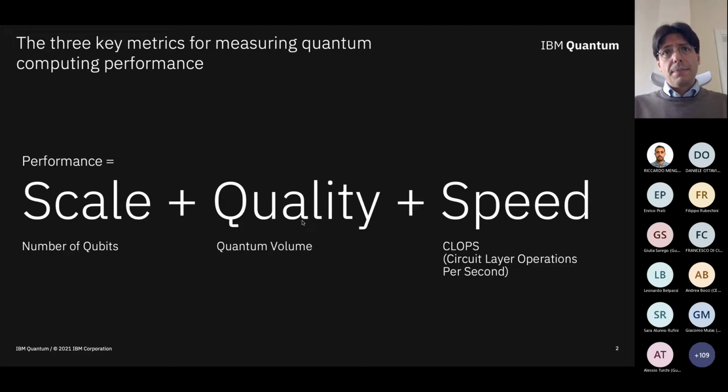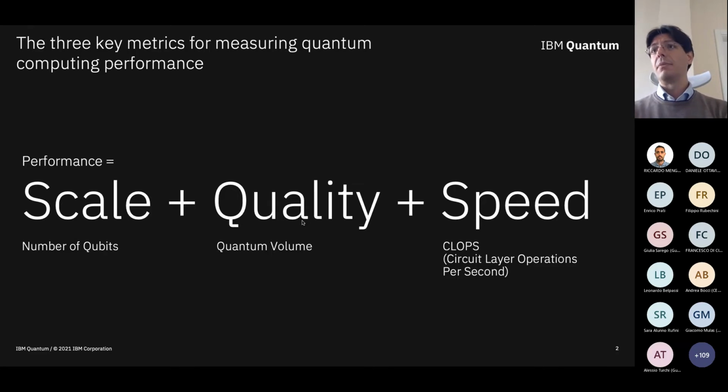Then we have quality. The quality of our systems are measured by quantum volume, and we will see which kind of quantities contribute to measure this quantum volume. Of course, this is not a standard measurement. It is a proposal which we proposed to the market in 2019 with a scientific paper. And we hope that we will have as soon as possible a standard in order to measure this kind of quantity for all the quantum systems.